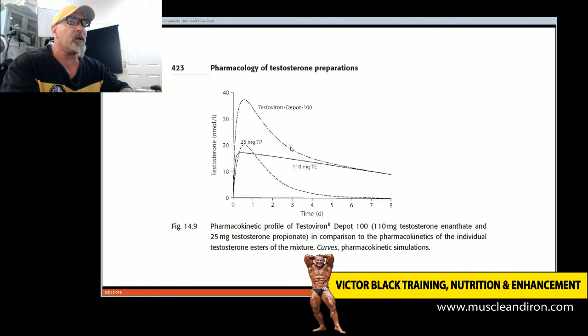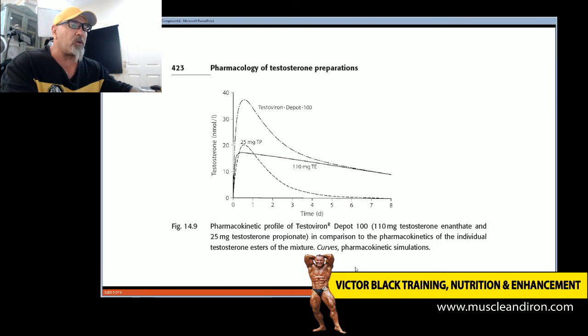In reality, all esters follow the same pharmacology, the same pharmacokinetic profiles, where you have an immediate high release of compounds in the bloodstream, so you have a high peak, and then basically they tail off. So when you put them all in a bottle together, nothing really happens. It doesn't work, in other words, right?